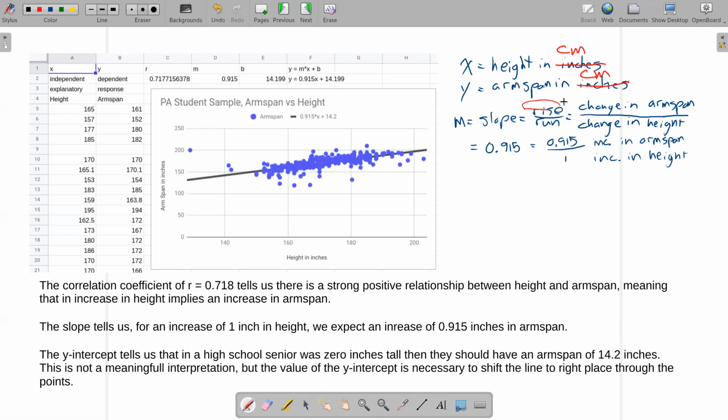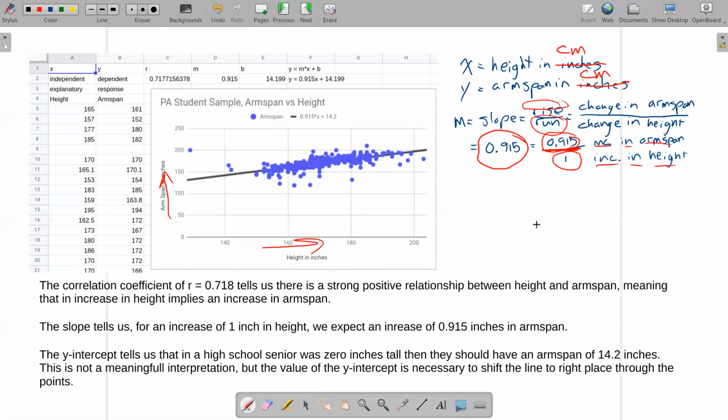Slope is rise over run. What does it mean to rise here? Rise means an increase in arm span. What does run mean? Run means an increase in height. Okay, so that's what I'm writing down here. My slope is 0.915. To get a rise over a run, I got to write it as a fraction. So that'd be 0.915 over 1. So my numerator says 0.915 increase in arm span, and then 1 is the increase in height.